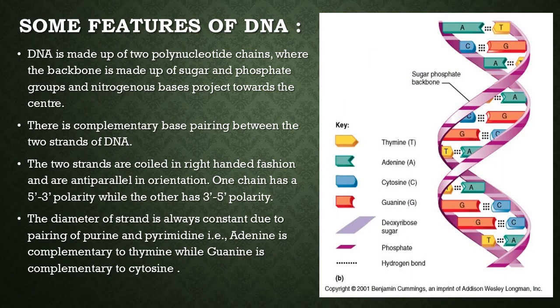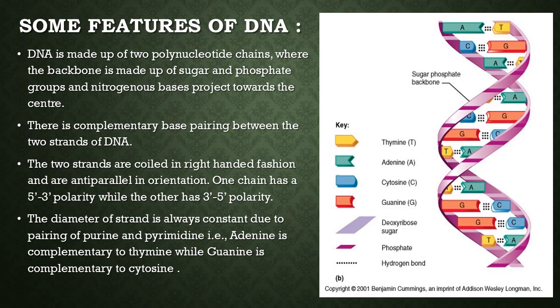Now, let's have a view on some features of DNA. DNA is made up of two polynucleotide chains, where the backbone is made up of sugar and phosphate groups and nitrogenous bases project towards the center. There is complementary base pairing between the two strands of DNA, as you can see in the picture. The DNA strands are coiled in a right-handed fashion and are anti-parallel in orientation. One chain has 5' to 3' polarity while the other chain has 3' to 5' polarity.